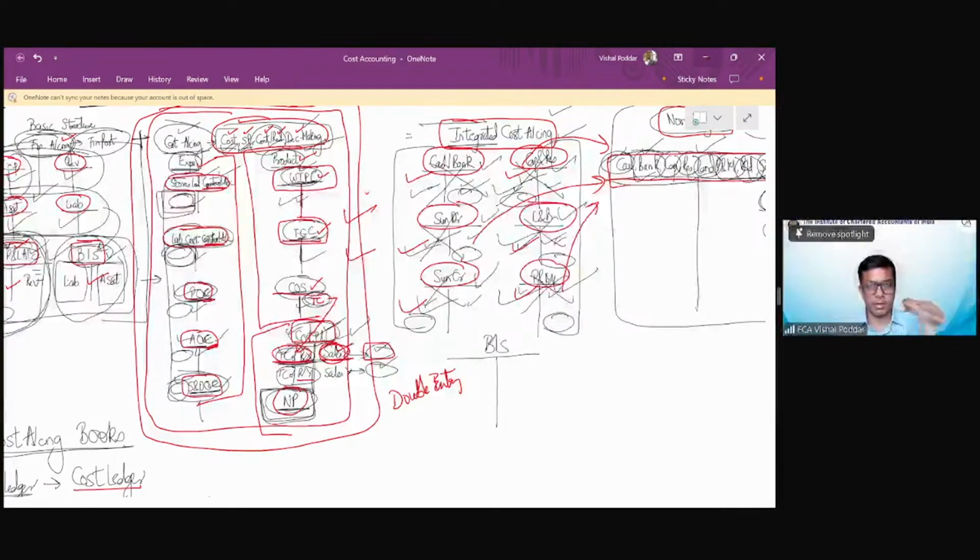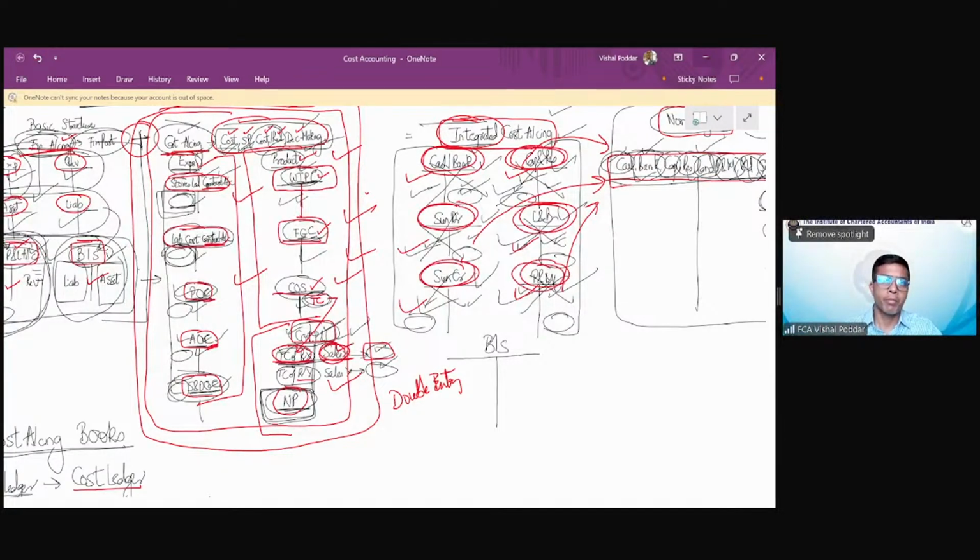Now, my first approach could be that I will combine both these books, financial and cost books, and prepare one integrated set of books. In that case, how will my integrated set of books appear? I will have all these accounts in the integrated set of books up to P&L. So this will serve my purpose of cost accounting. And then I will have separate accounts for all these assets and liabilities.